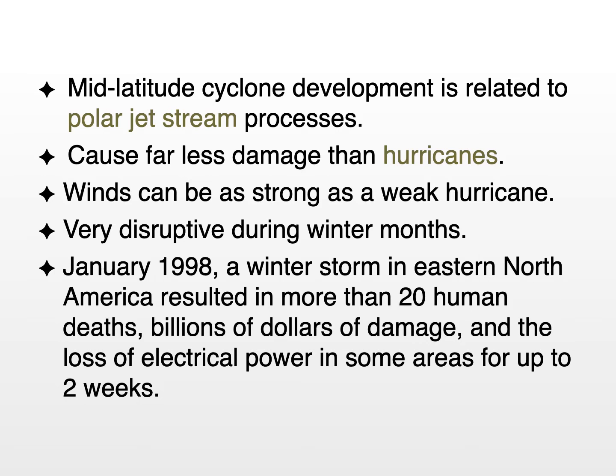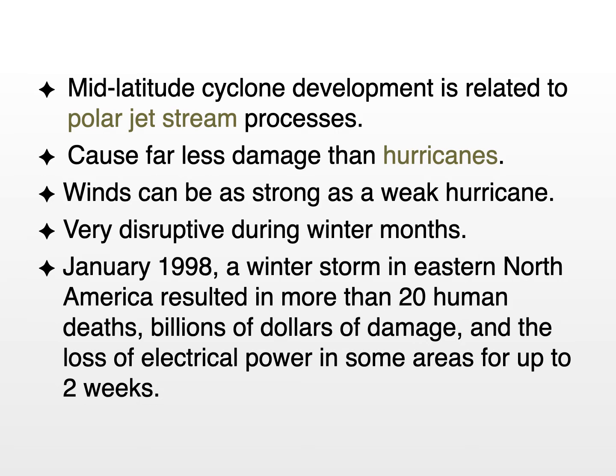Mid-latitude cyclones generally create less damage than hurricanes, and their winds aren't as strong. At the worst, they could be as strong as a weak hurricane. They can be very disruptive during winter months, mainly because precipitation, with colder temperatures, can be in the form of freezing rain or snow, which limits transportation by humans.